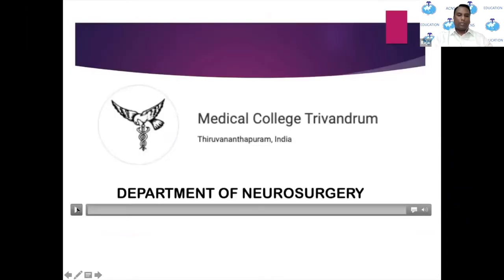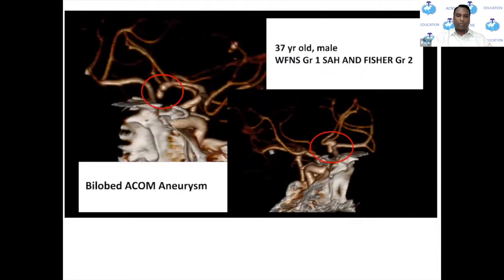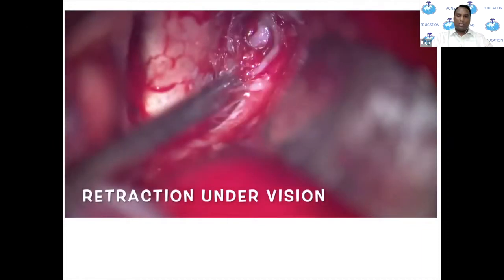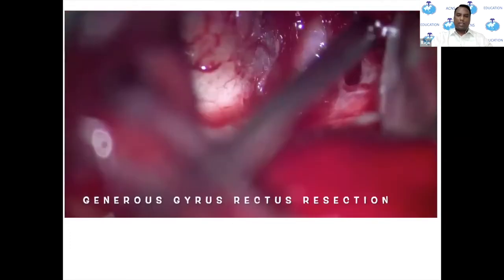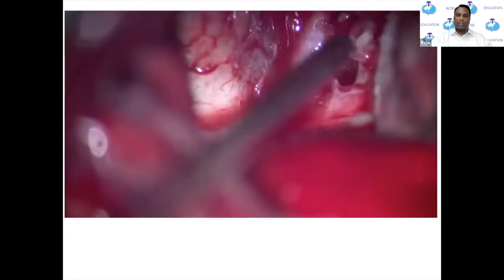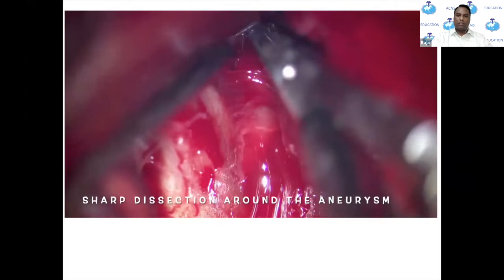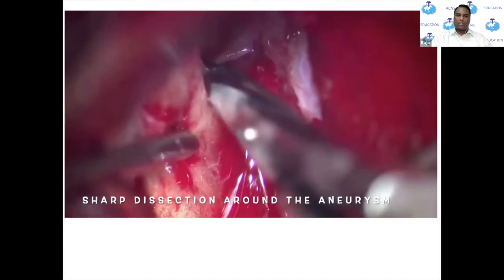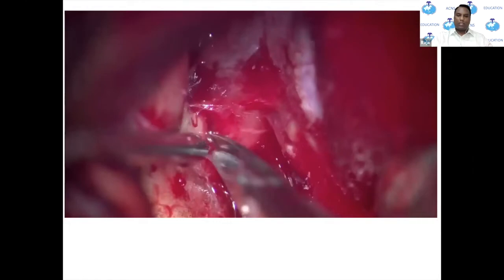Now, finally, we come to a stage where we can handle the situation without rupture. This is a bilobed ACOM, which is stuck adherent to the optic nerve. You see, retraction is always under vision. You expose the A1 on this side, and you generously resect the gyrus rectus, and you open the arachnoid over the optic nerves, that is the opposite optic nerve, and you can see that the aneurysm is stuck down to one of the optic nerves and the region of the chiasm.